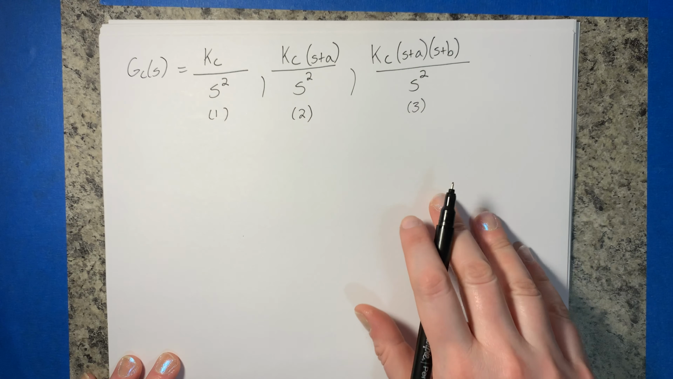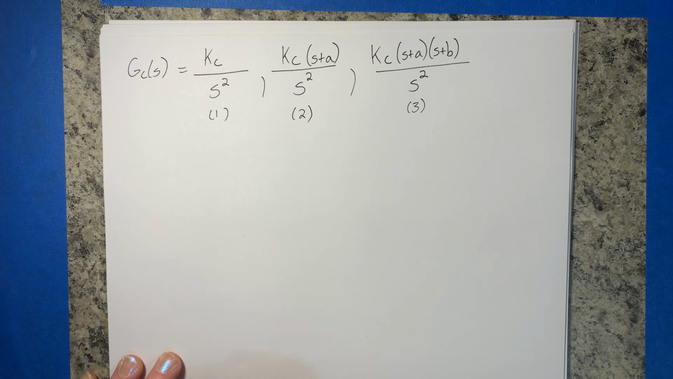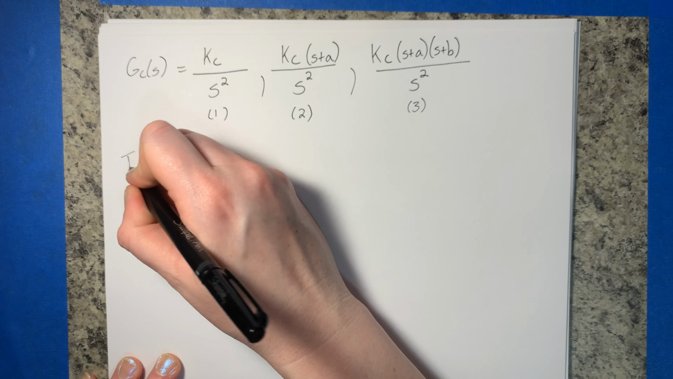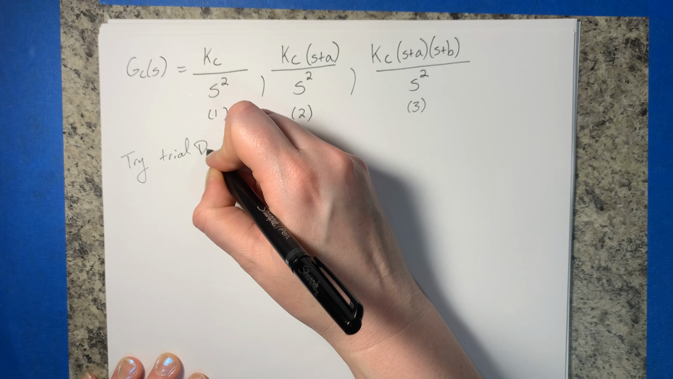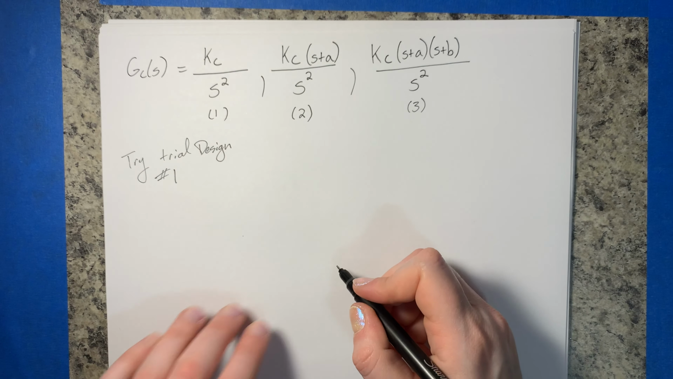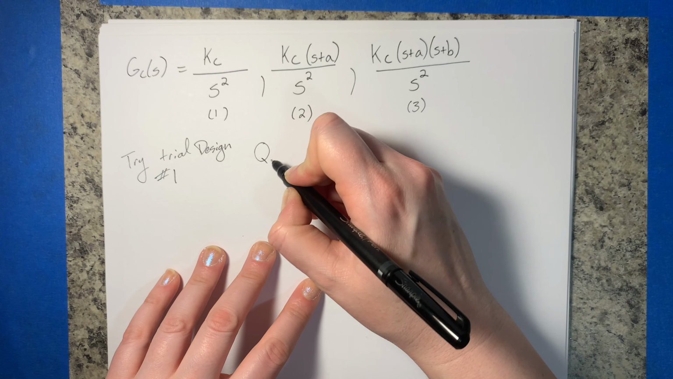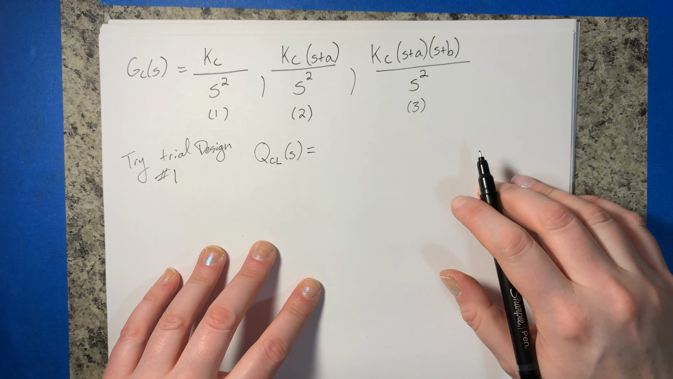Since we know our configuration and we know our GP, we can go ahead and get started with this first trial design. Let's try trial design number 1. I'm going to write out the equation for the QCL, and this is for the standard configuration.